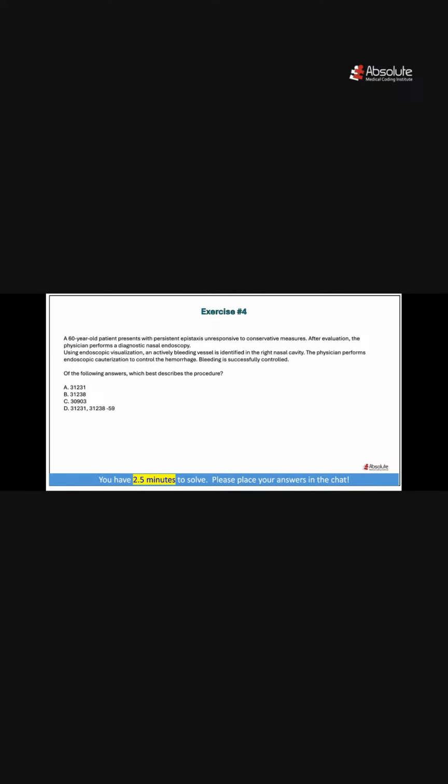The 59 modifier. A 60-year-old patient presents with a persistent epistaxis unresponsive to conservative measures. After evaluation, the physician performs a diagnostic nasal endoscopy. Using endoscopic visualization, an actively bleeding vessel is identified in the right nasal cavity. The physician performs endoscopic cauterization to control the hemorrhage. Bleeding is successfully controlled. Of the following answers, which best describe the procedure?